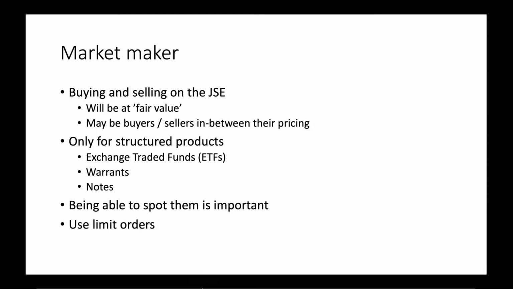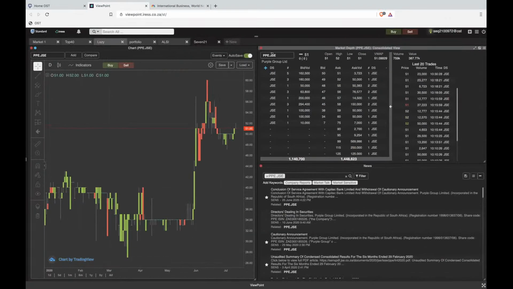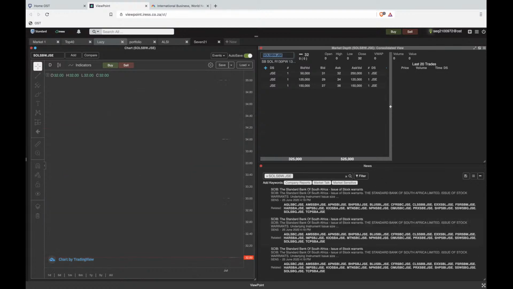So let's go and look at some examples of market makers. Get me to my white browser. And let's start with one that's deadly easy. This is a put warrant on Sasol, and the market maker is there in 3 places, buying at 31, 29, and 27, and selling at 32, 34, and 36.